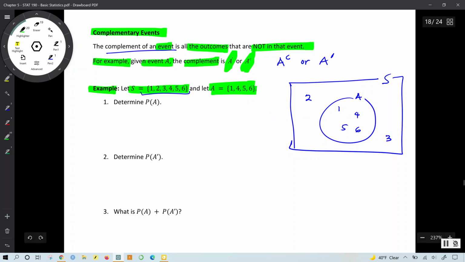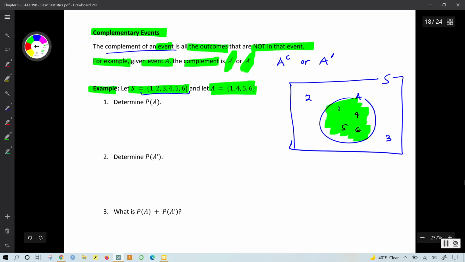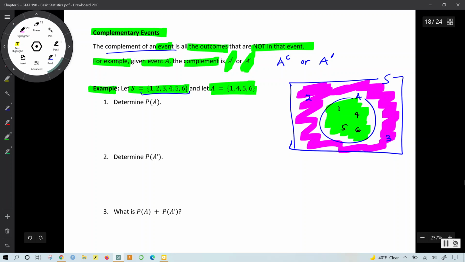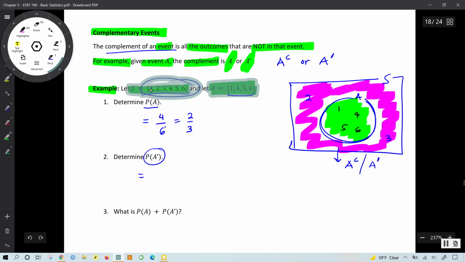So as it stands, the event A is right here in the middle, and the complement will be all the other points that, if united with the points in A, you will get the sample space. So the purple space is your A complement or A prime. The probability of A in this case will be, how many points do we have in A? That will be 4 out of, how many points do we have in the sample space? 6, same as 2/3.